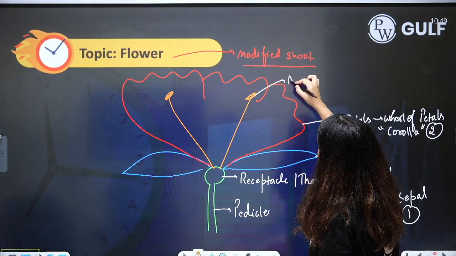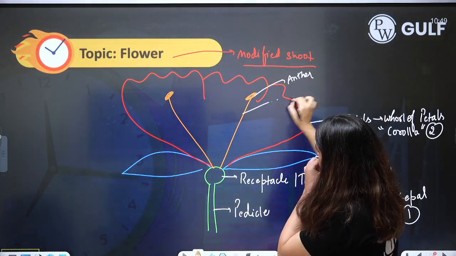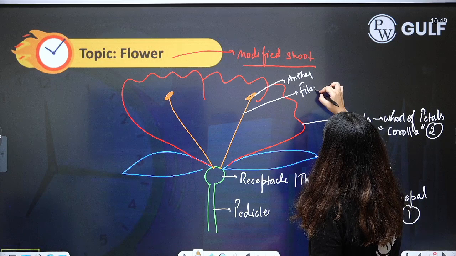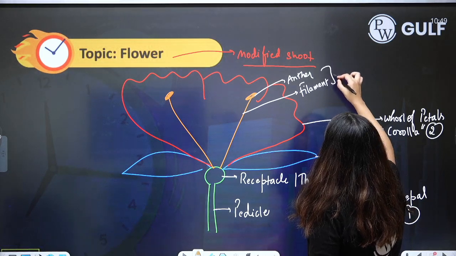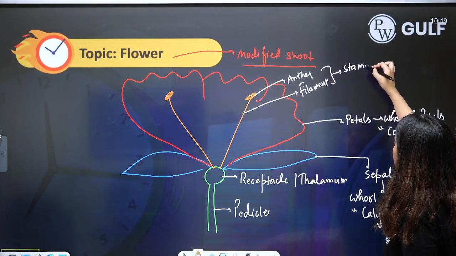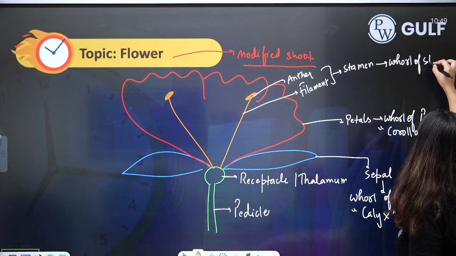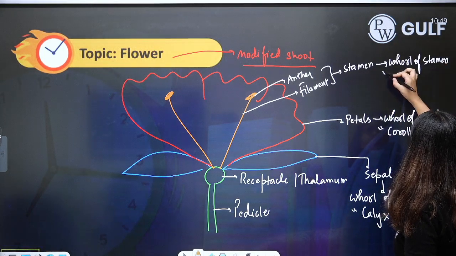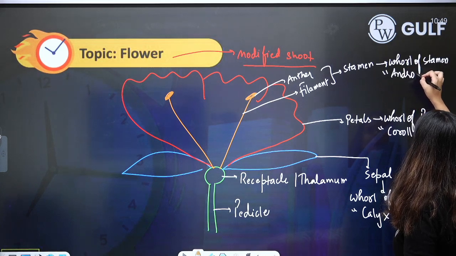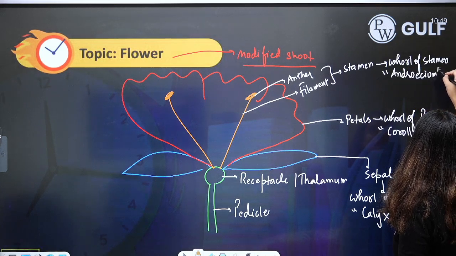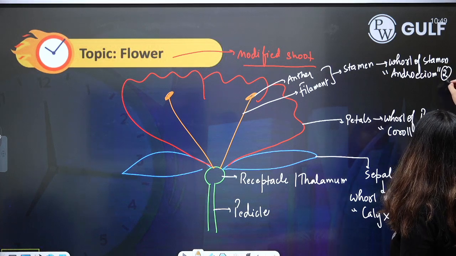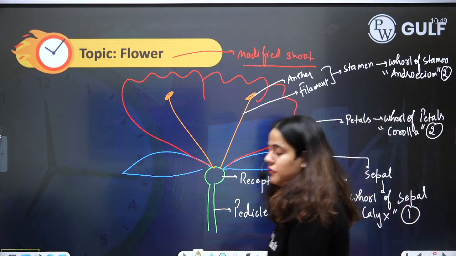This is anther. This is filament. Together it is known as stamen. And the layer of stamen, or whorl of stamen, is known as androecium. Beta, the word andro is related to male and the word gyno is related to female.